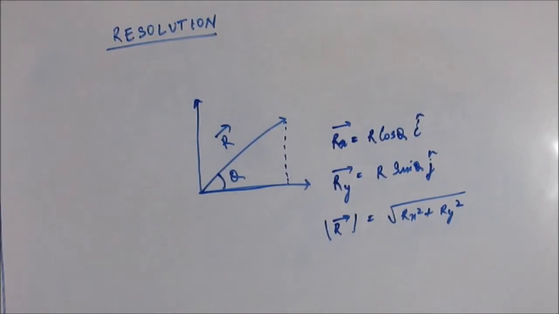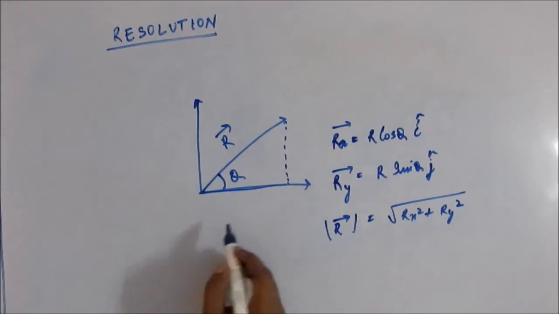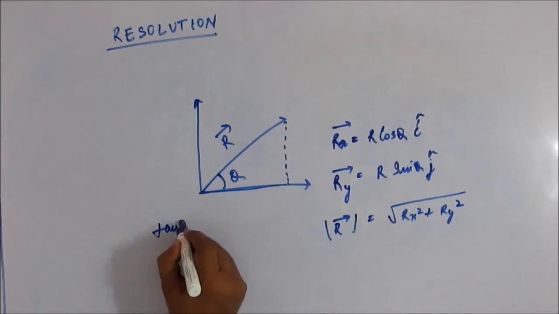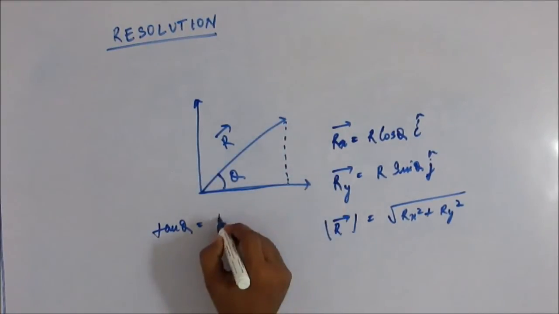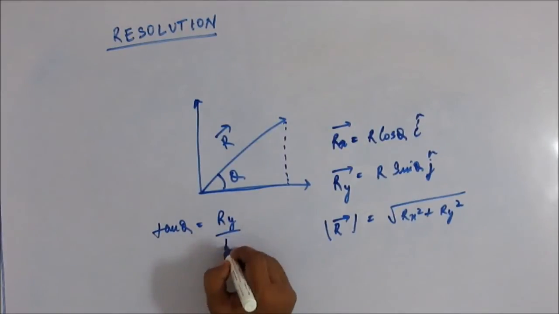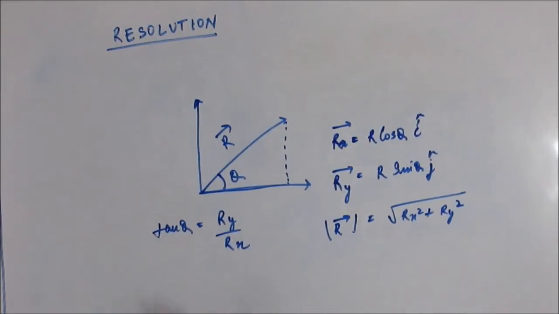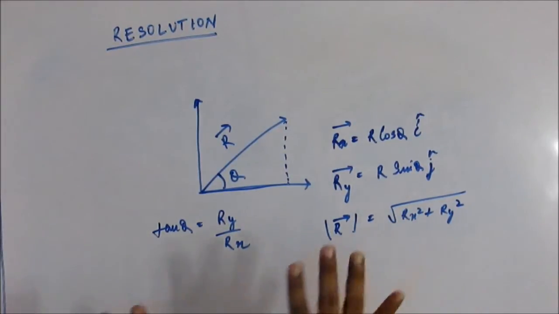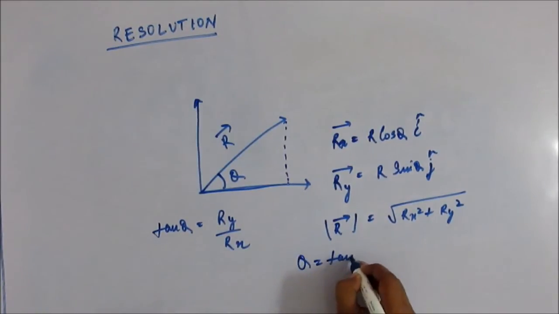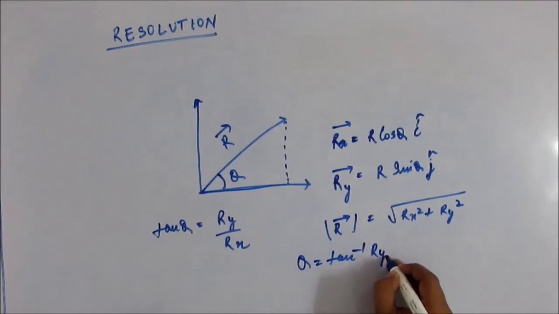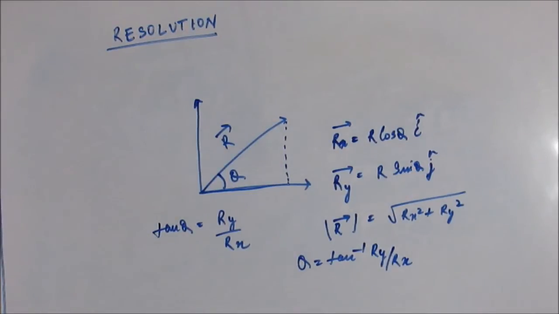We have seen this. Now the angle theta, if we apply tan theta in this triangle, tan theta is perpendicular upon base. Perpendicular is ry and base is rx. So the angle which the resultant vector is making, if you know the j cap component and the i cap component, then theta is simply tan inverse ry upon rx, j cap component upon i cap component. So you know the vector magnitude, you know the angle which the vector is making with the x-axis.